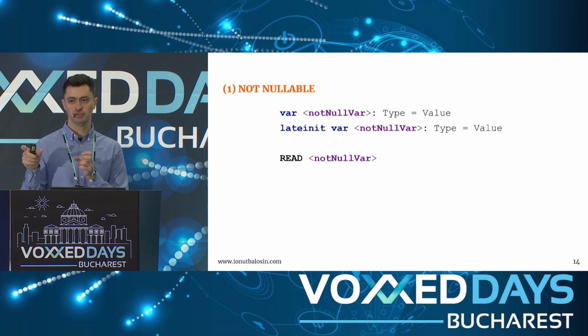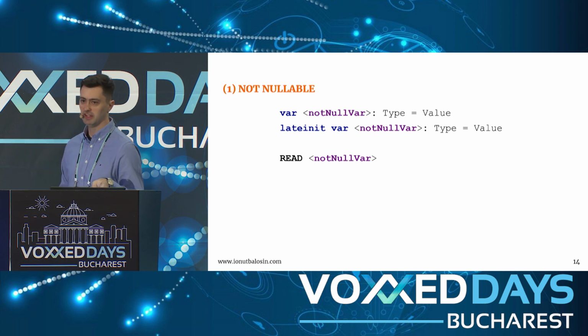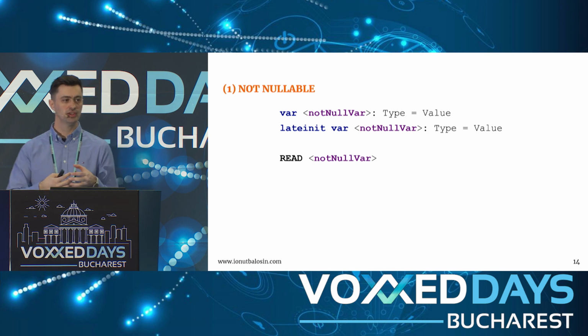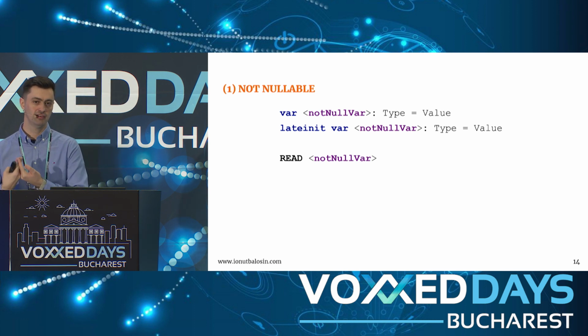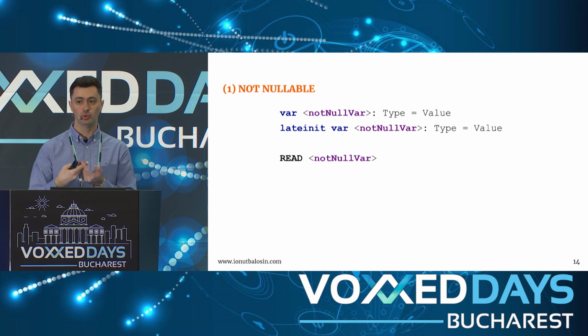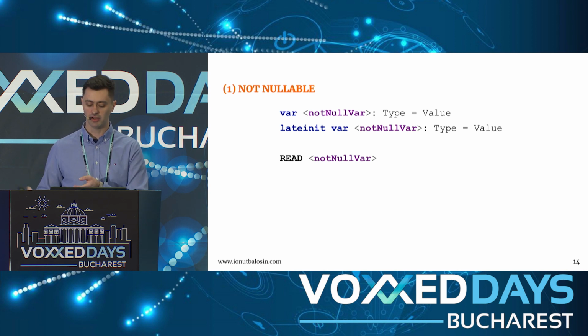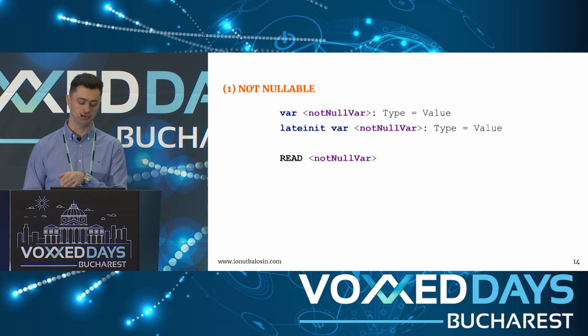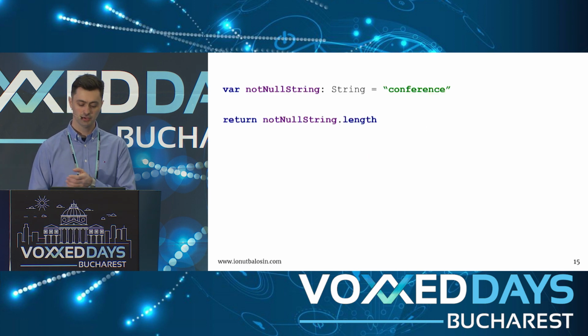Or if you don't know the value implicitly at the moment you declare it, you can use the late initializer, which means you tell the compiler you don't have a null value, but you will initialize that value later on. And reading is quite easy. You just say read something. So let's take an example.